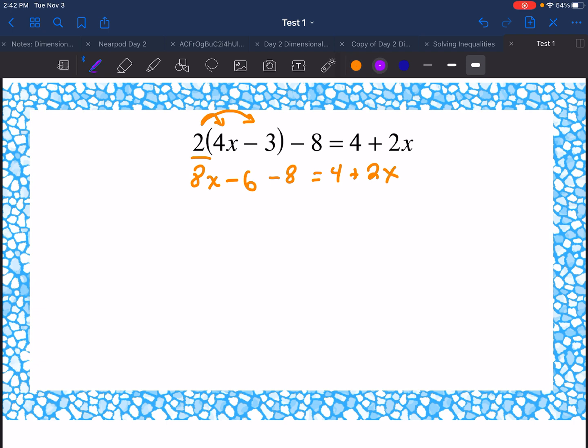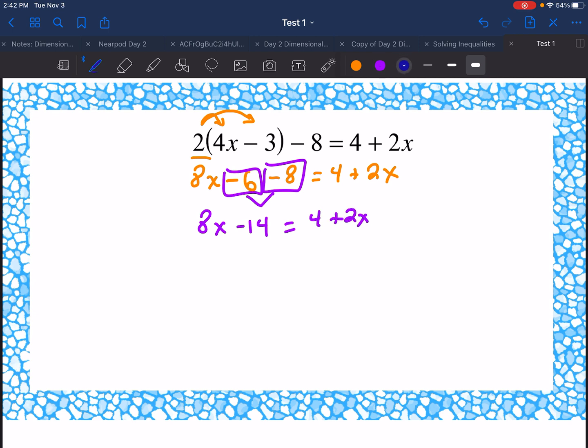Now looking at the left side of my equal sign, I see some like terms. Because they're on the same side of the equal sign, I can just put those together. I bring down 8x and negative 6 plus negative 8. We get negative 14 equals, bring down 4 plus 2x.